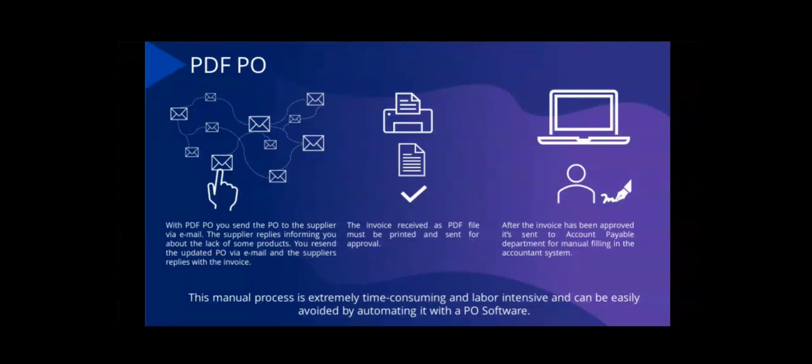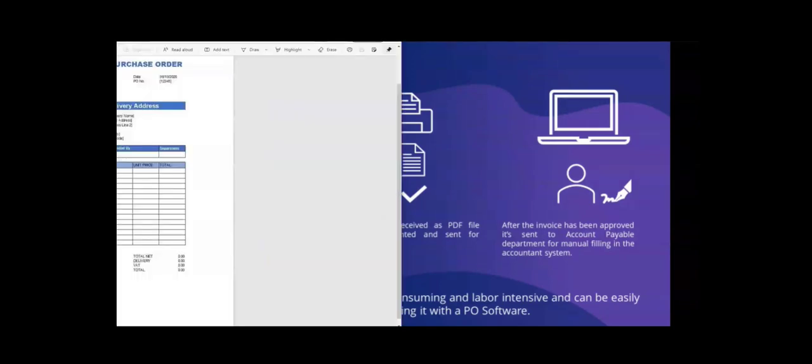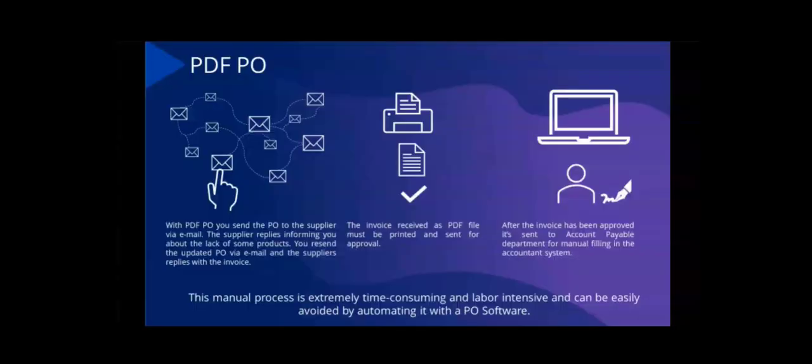But first of all, let's start with a PDF PO, which looks like this. We have here a very basic example of a PDF PO with the company name, some details regarding the company, delivery address, items, and let's say the most basic information of a PO. What happens in a best case scenario is that you send this PO to the supplier via email, the supplier replies with an invoice, and everyone is happy.